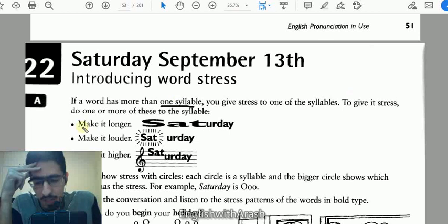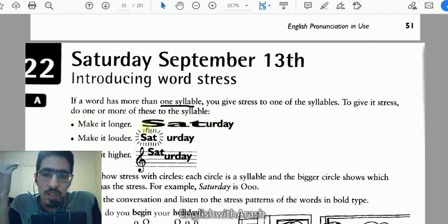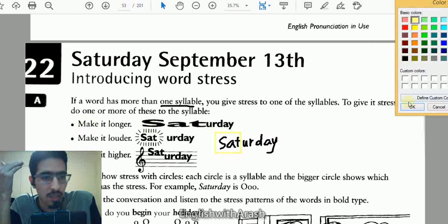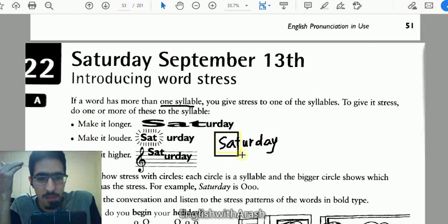Let's go to the first one. Now, how can you put this stress on some part? Look at the word Saturday. If you want to stress the first syllable, let's say I want to stress the first syllable here, okay? I have three options. Let me change the color. I want to stress this part.